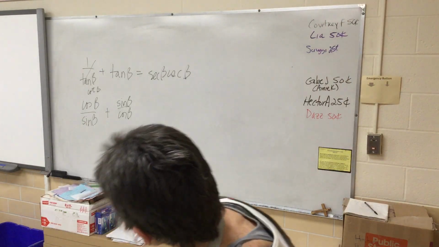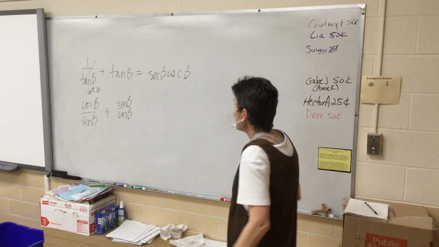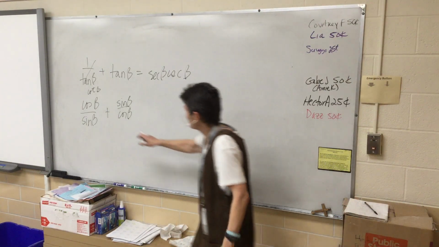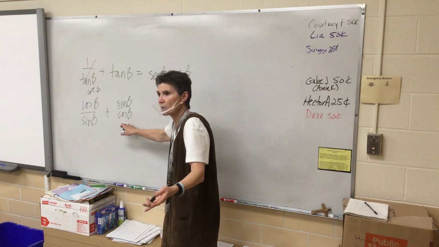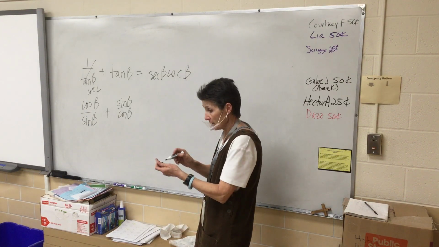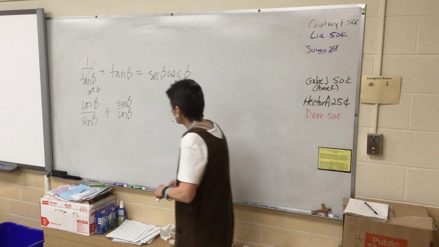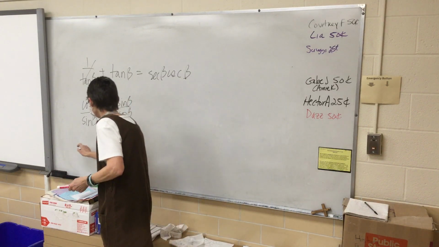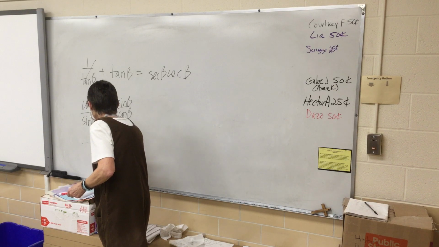Okay? All right. Now, look at what you've got here, kids. We just had this. We just talked about it. What am I going to do now? I'm going to add those. I need a common denominator. So my common denominator will be sine cosine.